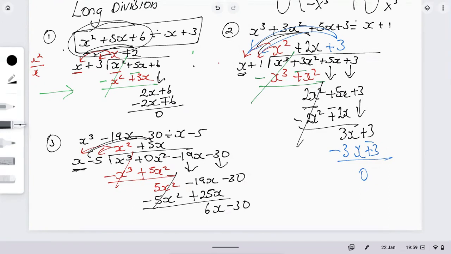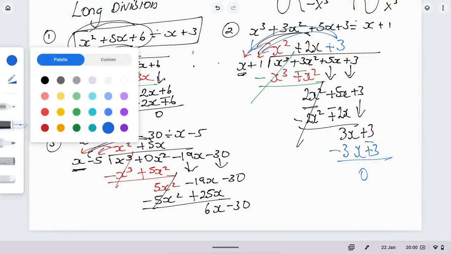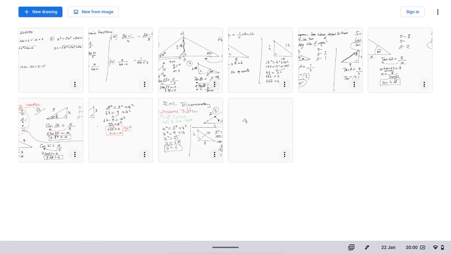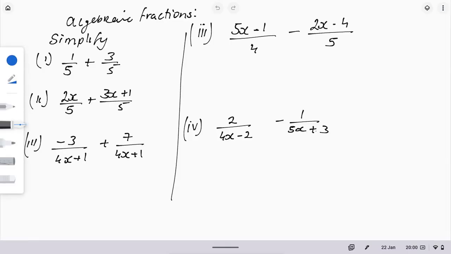This is looking nice. What do you multiply x by to get 6x? You're putting in your plus 6. Multiply it down. 6x minus 30. Draw the line. Change the signs. So that's your long division. So you practice those, do the same ones there if you need to, and you'll soon get a hang of it. Next thing we're going to look at is fractions.